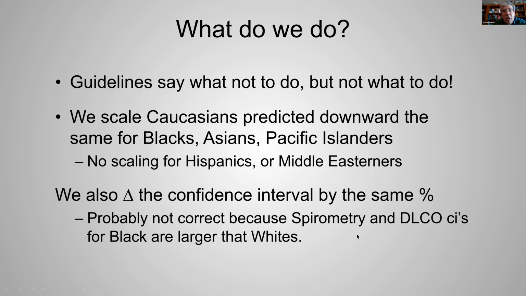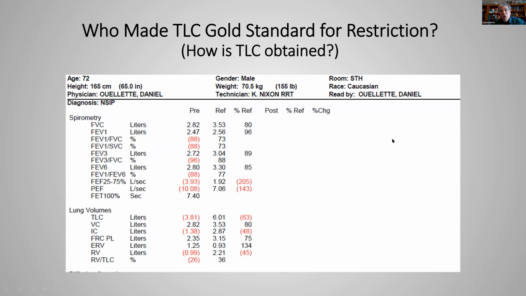Okay, well, then the question is, who made the TLC the gold standard for restriction? And I think the answer is nobody, but a lot of people seem to interpret it that way. We're going to spend quite a bit of time on that in a few minutes here. But the question is then, what are potential errors in obtaining the TLC? You need to understand where this comes from, okay?